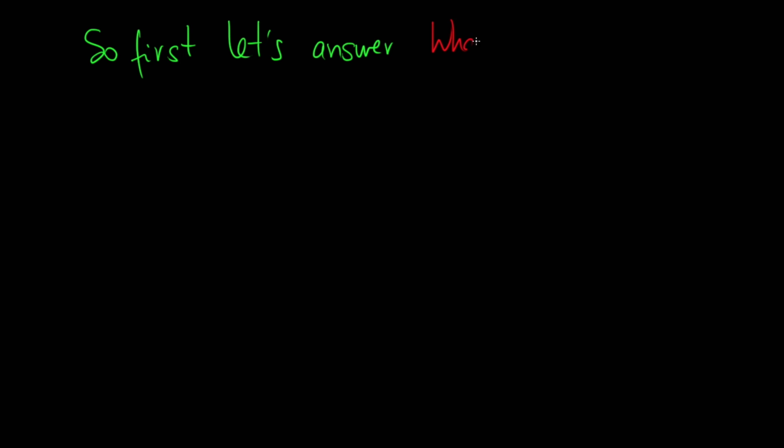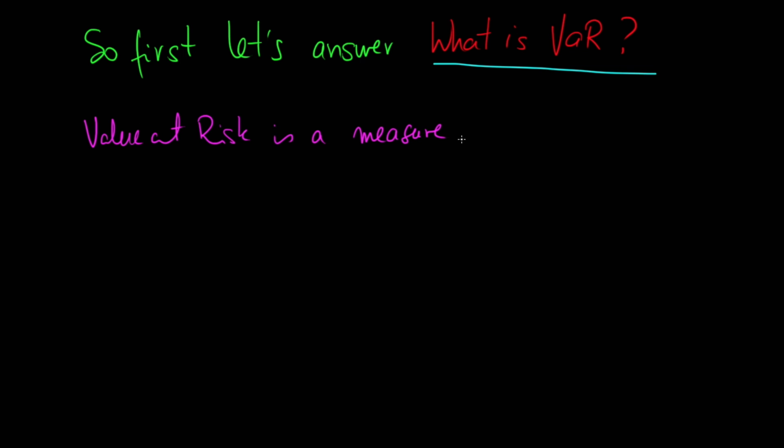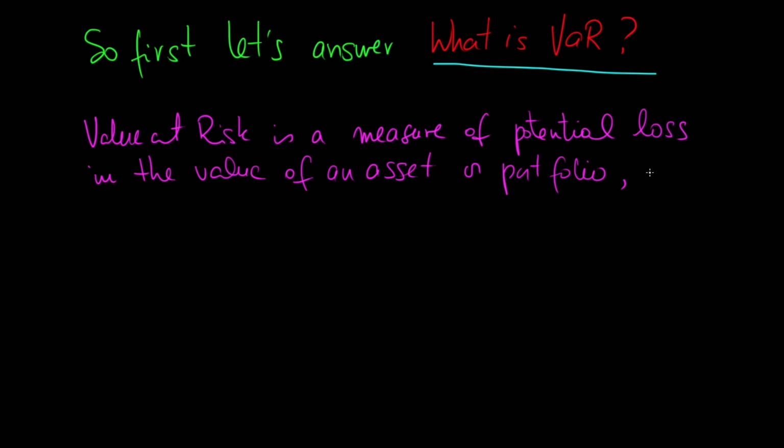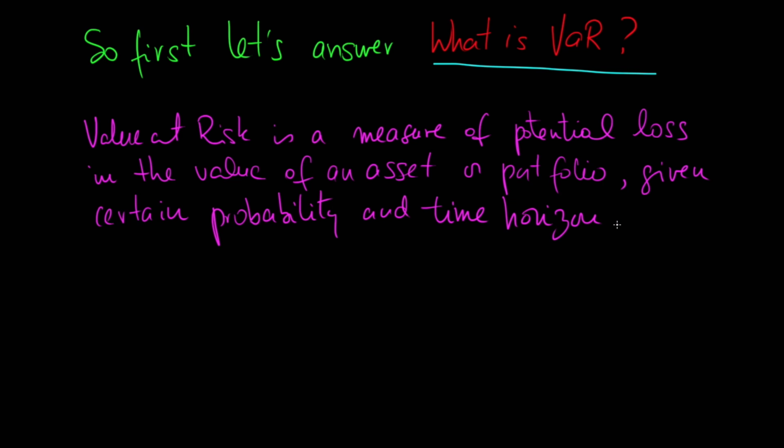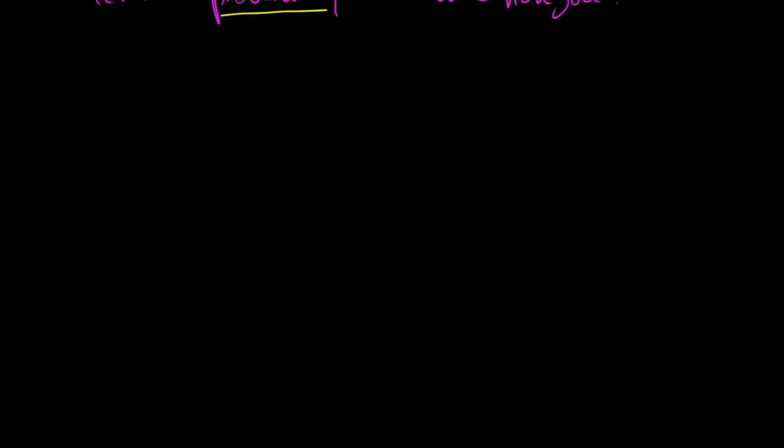So first, let's begin answering the question, what is value at risk? Value at risk is a measure of potential losses in the value of an asset or a portfolio, given a certain period of time and a certain probability. And we need to emphasize that this value at risk is an expected concept, so it is associated with the potential loss, the value of an asset, and the probability associated with those events.